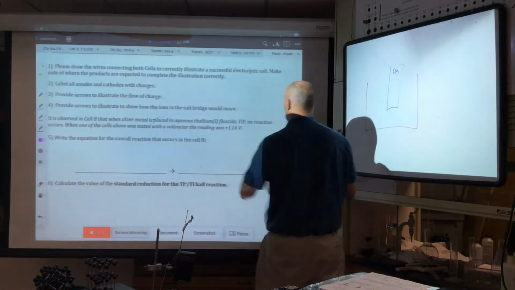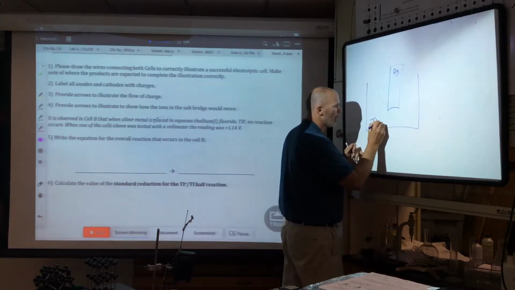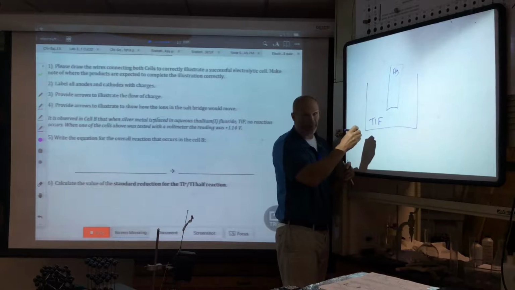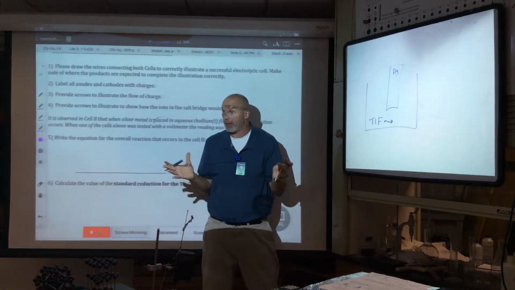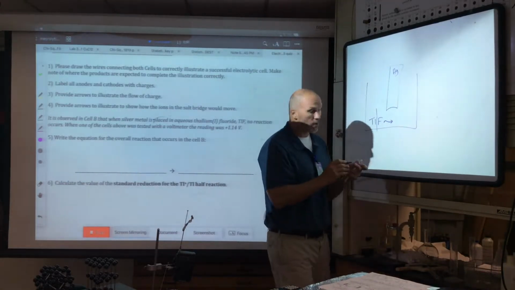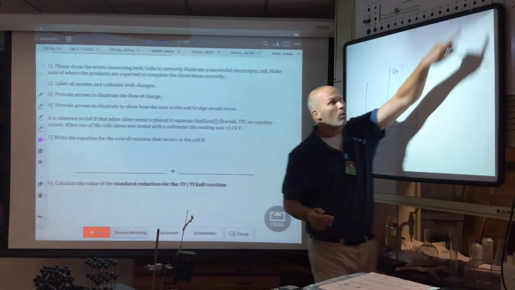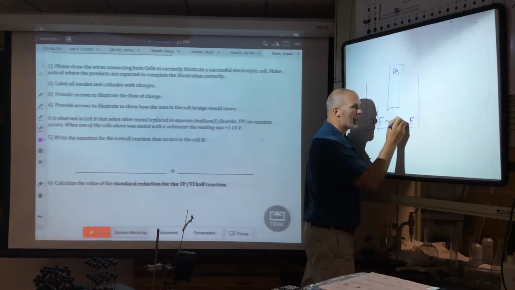And I gave it to you: TlF. Not Tl2F, TlF. Even though you haven't had any experience with thallium, you should know there's 1 thallium to 1 fluorine. Fluorine, if you look at your reference tables, likes to become -1, like all of the halogens. So this breaks apart to F -1 and thallium +1.